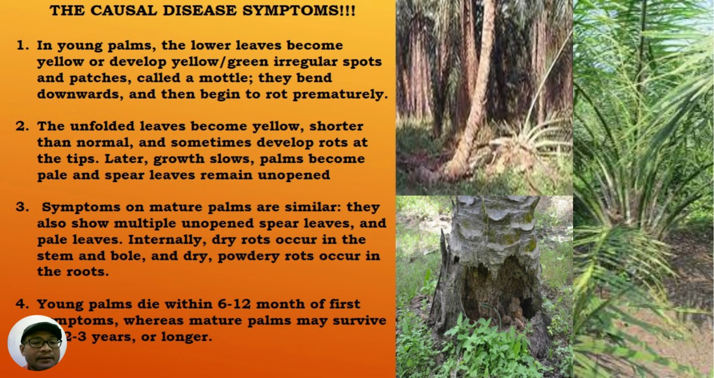Symptoms of mature palms are similar. They also show multiple unopened spear leaves and pale leaves. Internally, dry rots occur in the stem and bole, and dry powdery rots occur in the roots. Young palms will die within 6 to 12 months of first symptoms, whereas mature palms may survive for 2 to 3 years or longer.